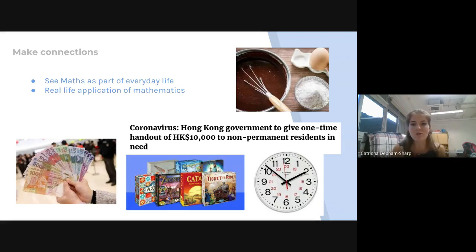We say $10,000. And then the last thing then is time. Just that everyday application, seeing maths as part of everyday life, asking the children to tell you the time, using the digital clock. Have they got a watch? Do they have access to actually knowing the time?